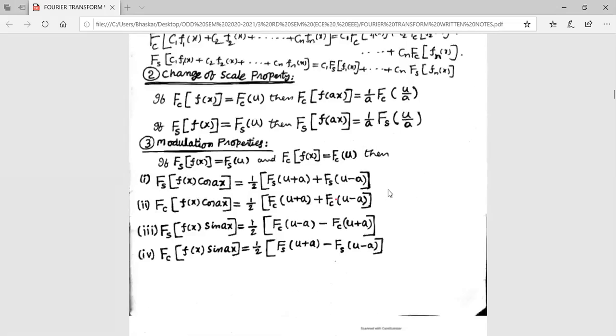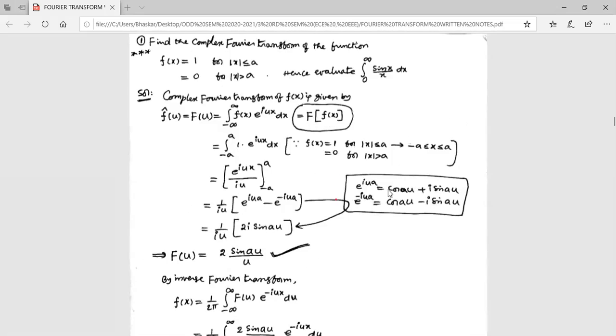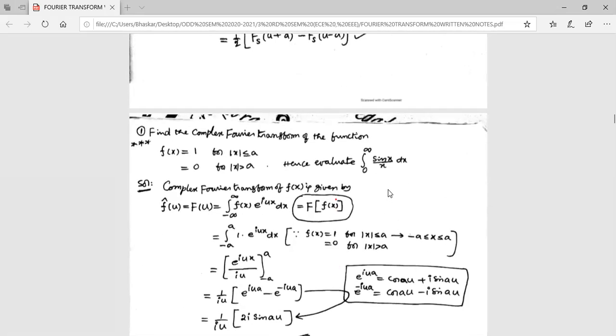Let me move on to some of the problems related to the Fourier transform. How can you find the Fourier transform for different types of continuous as well as discontinuous functions? You see the problem here. To find the complex Fourier transform for the function f of x equals 1 for mod x less than or equal to a, and 0 for mod x greater than a. Hence, evaluate the integral from 0 to infinity of sin x by x dx.